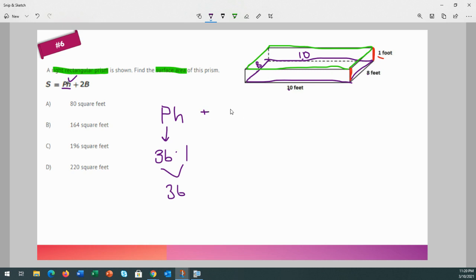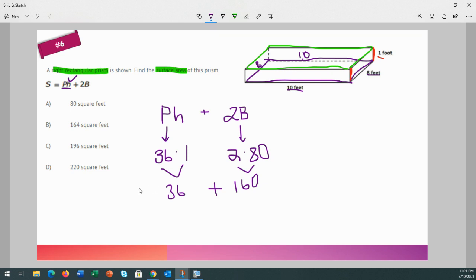So it's plus 2 times big B. Okay, big B is now the area of one of those bases. Okay, so dig back to elementary school. Remember, you find the area of a rectangle by multiplying length times width. Okay, so the area of one of the bases is 10 times 8, which is 80. So that turns into 2 times 80. Okay, well, 2 times 80 is 160.